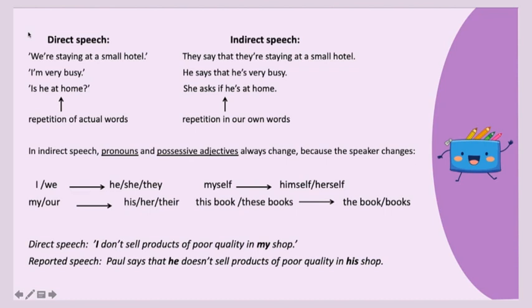Before we start talking about indirect speech, I want to remind you about the difference between direct and indirect speech. Direct speech is a process of repetition of actual words said by one person. It is always marked with quotation marks. On the other hand, indirect speech is a process of repetition of words said by another person in our own words. It isn't marked with quotation marks.